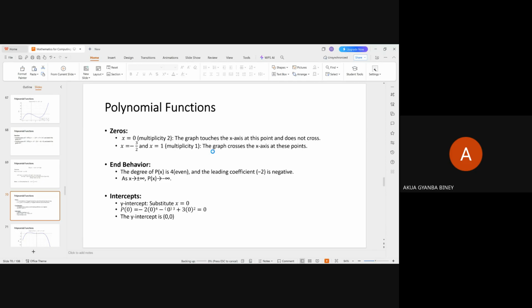Then the end behavior: if you look at the polynomial, the degree is 4 and it's even, and the leading coefficient is negative, so you would apply that. If it approaches plus or minus, it will rise or fall depending. Then the intercepts. If x is 0, put it in the equation, y is also 0.